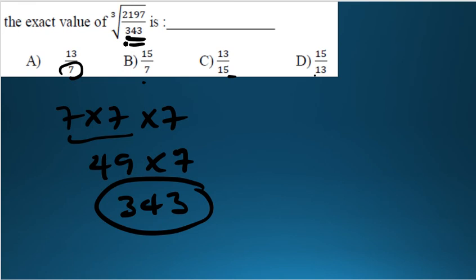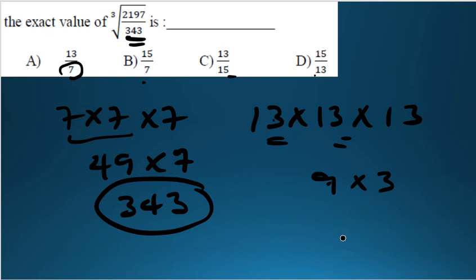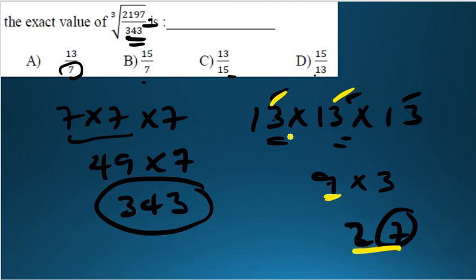Then to check the numerator, try 13 times 13 times 13, or 15 times 15 times 15. But as to me, you have to be systematic. For example, 13 times 13 times 13. 3 times 3 will be 9. Again, 9 times 3 is 27. So the last digit is 7. I'm just multiplying the last digit. When you multiply 3 by 3, it's 9. Again, multiply by 3, 27. So if you multiply these 3 numbers, the last digit will be 7.